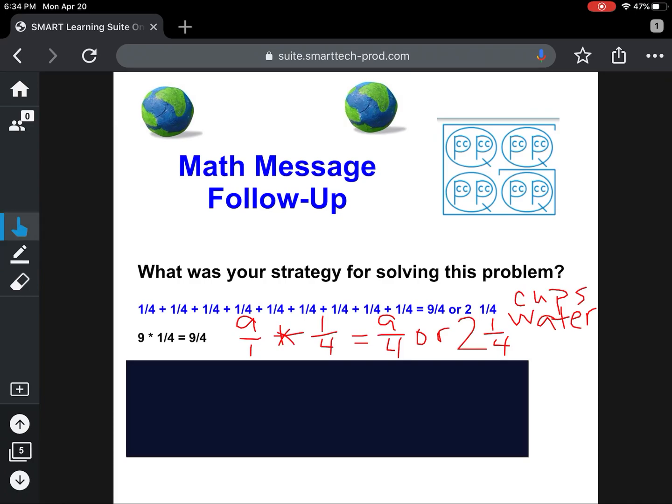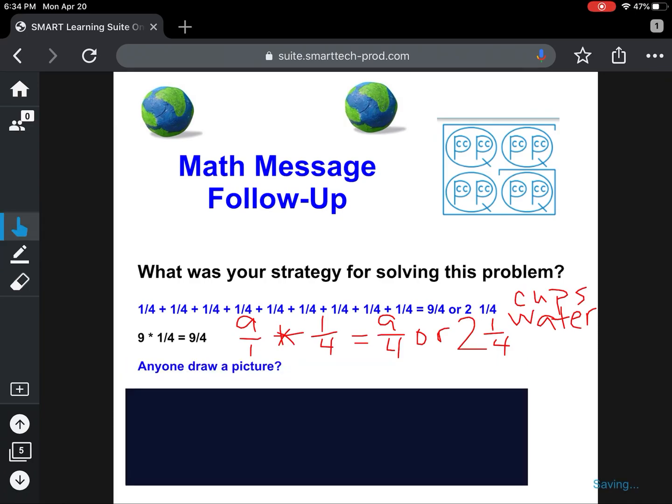Another way you may have figured it out was to draw a picture. My favorite way is to do the multiplication part because it's less writing and I know how to multiply. Now, did we answer the question? Do they have enough water for all members of the group?